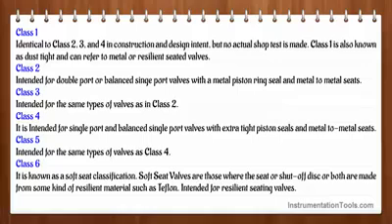Class 1 is identical to Class 2, 3, and 4 in construction and design intent, but no actual shop test is made. Class 1 is also known as dust-tight and can refer to metal or resilient seated valves. Class 2 is intended for double port or balanced single port valves with a metal piston ring seal in metal-to-metal seats. Class 3 is intended for the same types of valves as in Class 2. Class 4 is intended for single port and balanced single port valves with extra tight piston seals in metal-to-metal seats. Class 5 is intended for the same types of valves as Class 4.